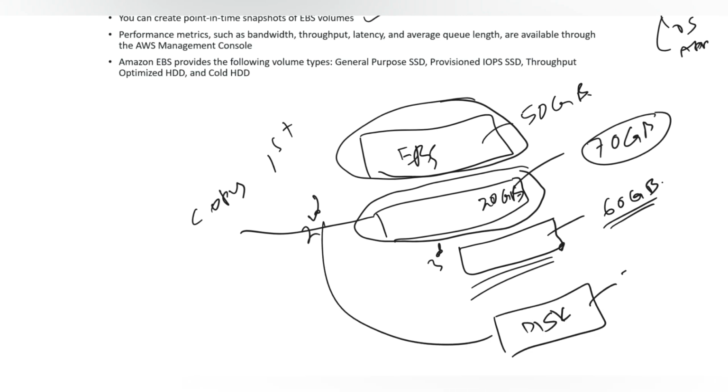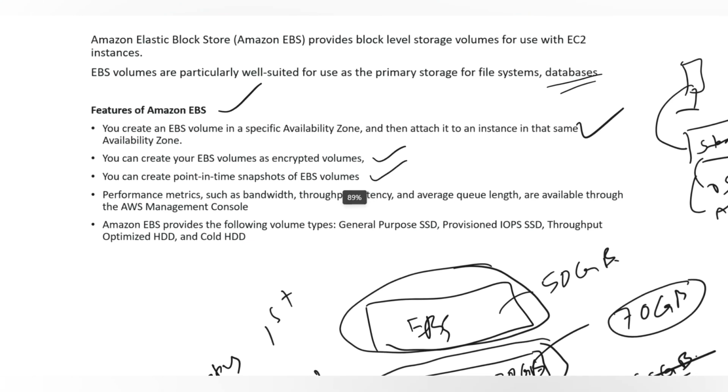So this disk will have all the 70 GB data. So this is nothing but snapshot creation. So coming to the next point, performance metrics such as bandwidth, throughput, latency, and average queue length are available through the AWS Management Console.